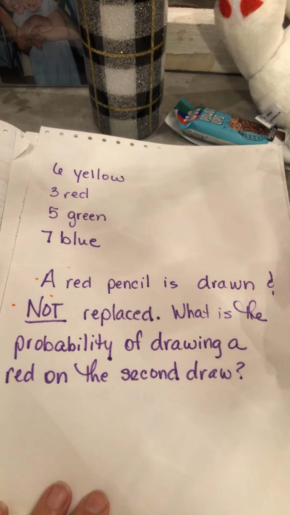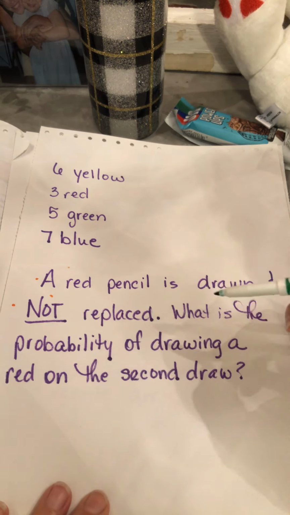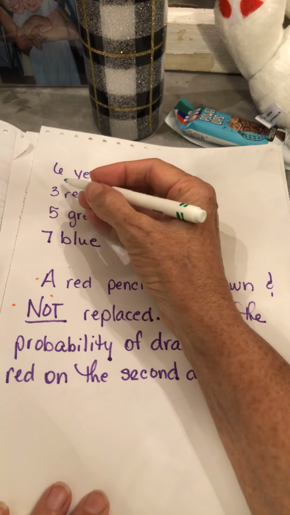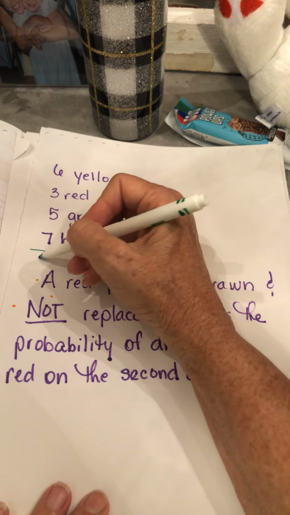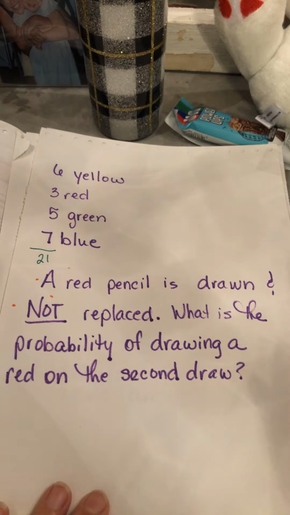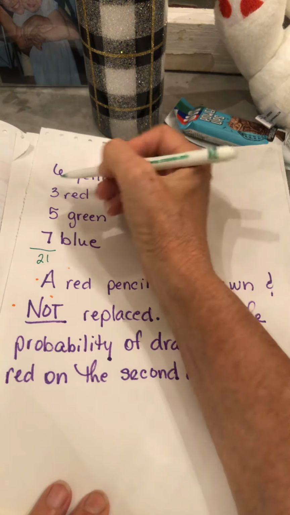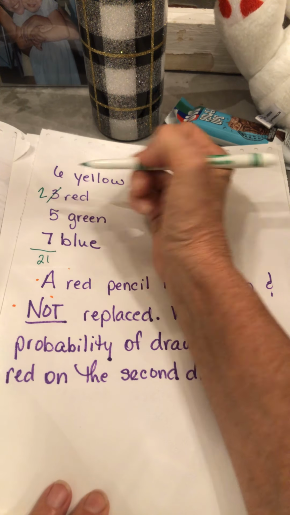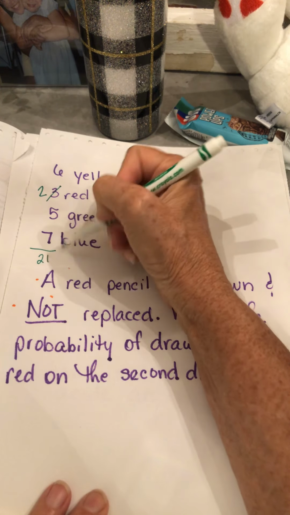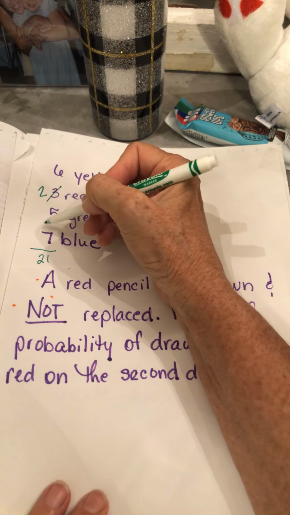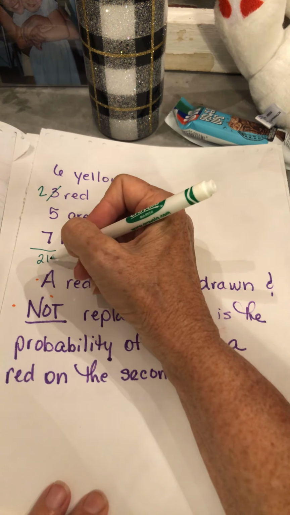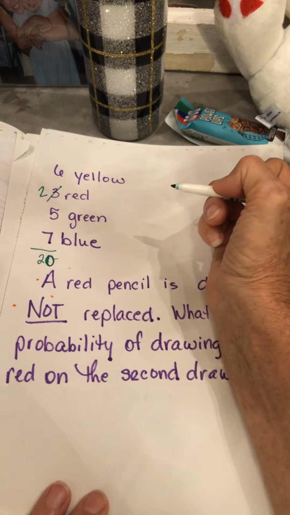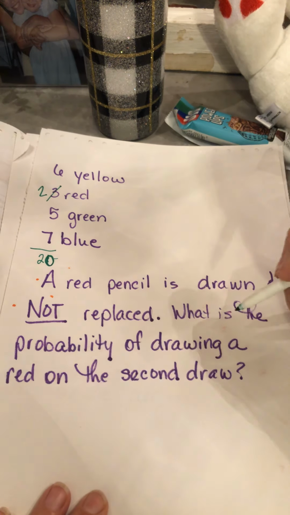Okay, so let's talk about this. First off, let's add this up. Right now we have 21 pencils. Now, a red pencil is drawn. So one of the red ones is gone. Now how many reds do I have? 2. Now how many total do I have? I only now have 20. They did not replace the red one.